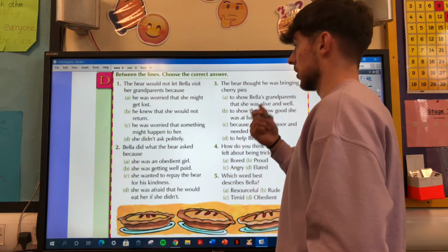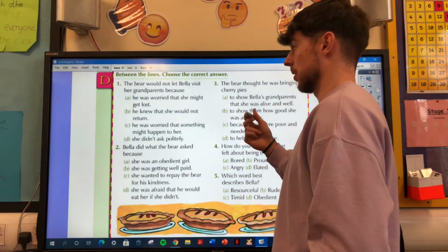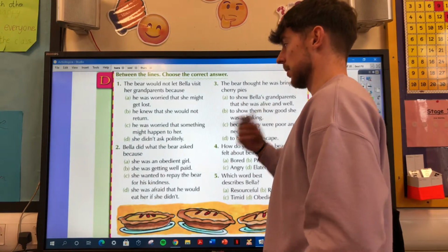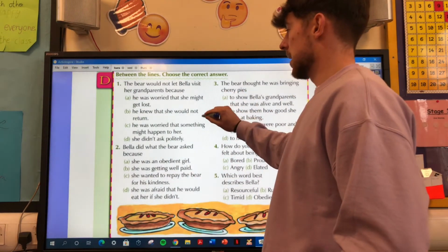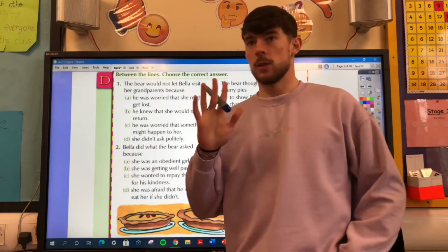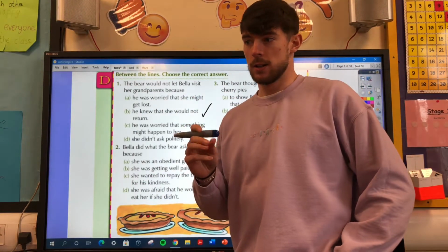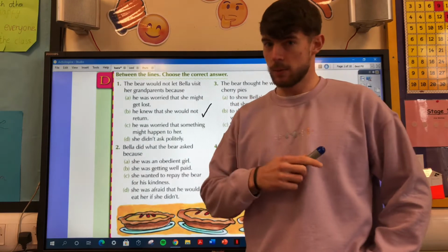So, is it because she might get lost, might not return, he was worried something might happen, or she didn't ask politely? So it's B, isn't it? So he was worried that she would not return. Alright, so he knew that if she left, she'd never come back.